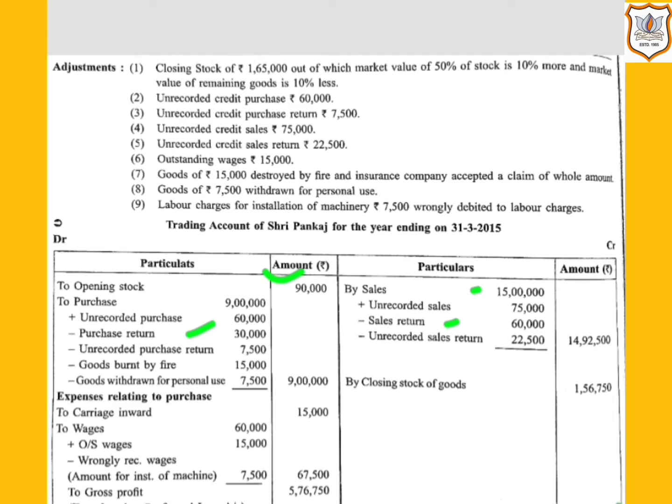Then we have carriage inward. Carriage inward, as it is a purchase related expense, will be shown in the debit side of the trading account. Here it is 15,000.